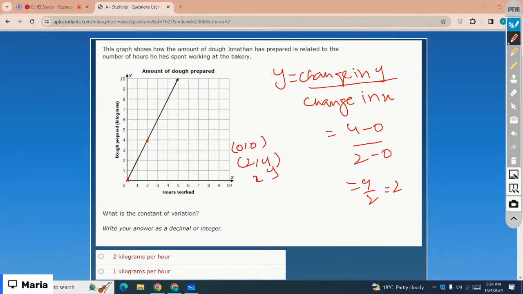So basically, when you have to calculate the constant of variation, that means you need to calculate the slope, right? So that is 2 kilograms per hour. Got it? The correct option is 2 kilograms per hour.